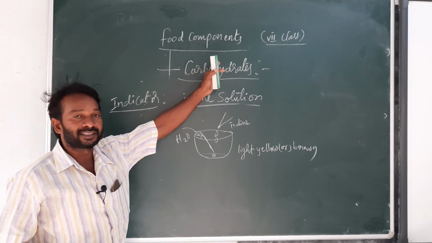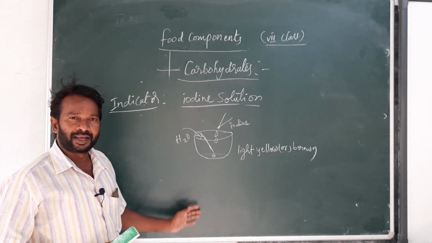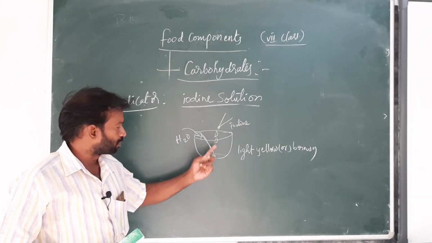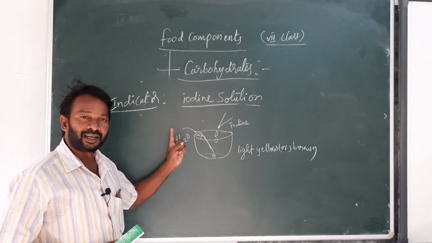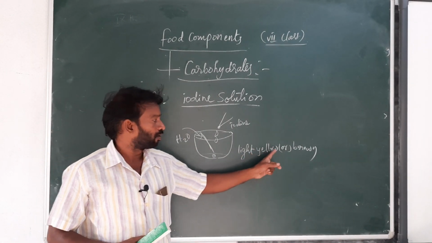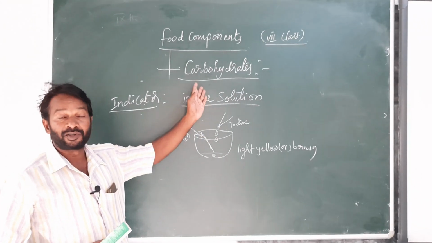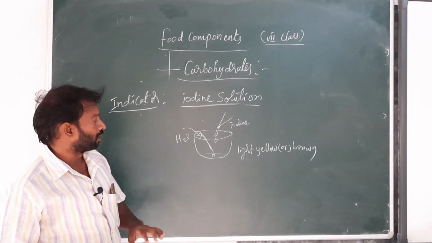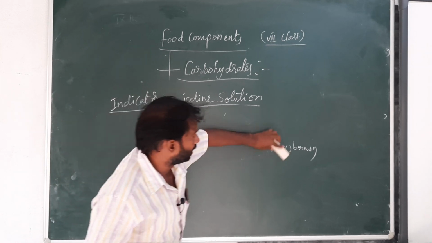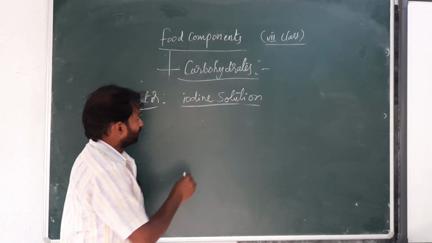Before conducting this activity we have to prepare dilute iodine solution, and for that we follow this procedure. Take a bowl, add 1 or 2 drops of iodine solution into the bowl, then add water until it becomes light yellow or brown color. Now it is dilute iodine solution. The solution is ready to test the presence of carbohydrate.